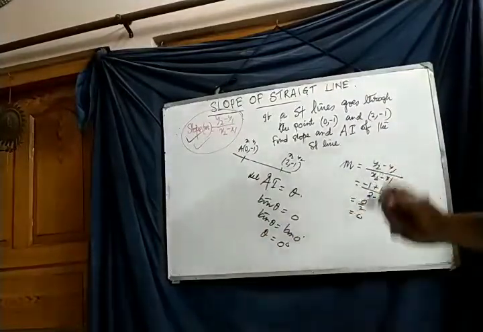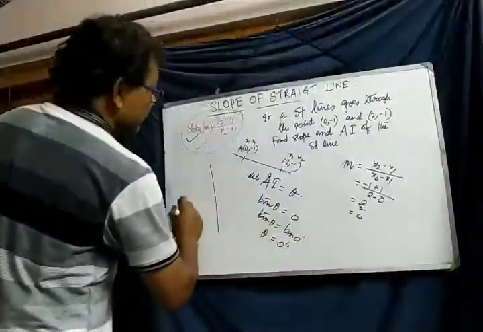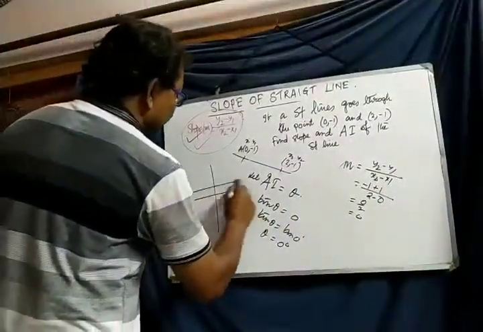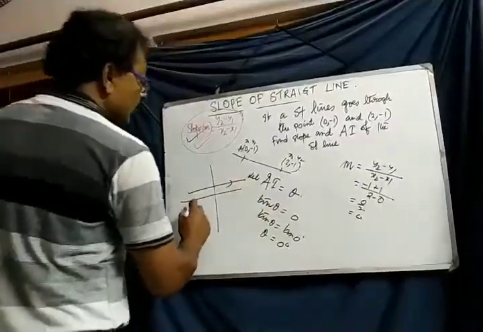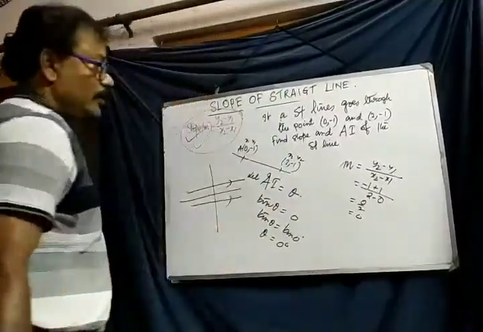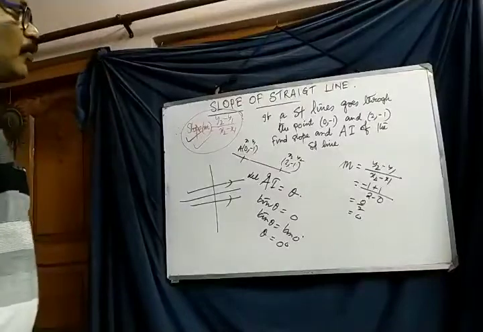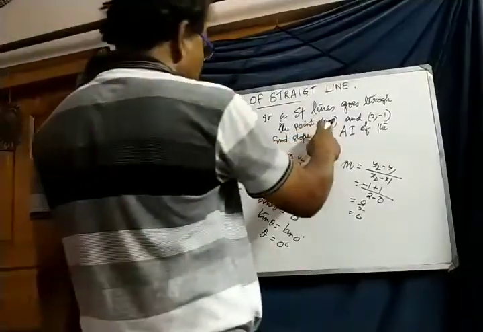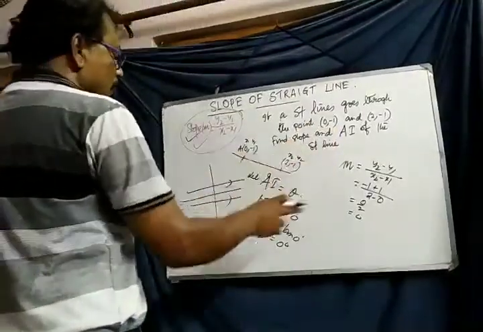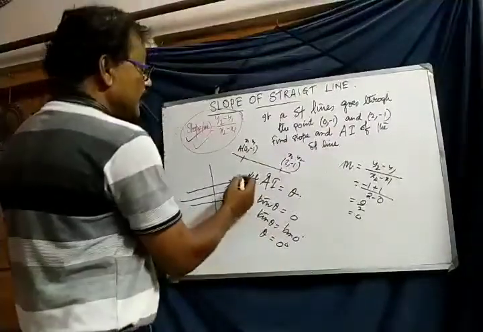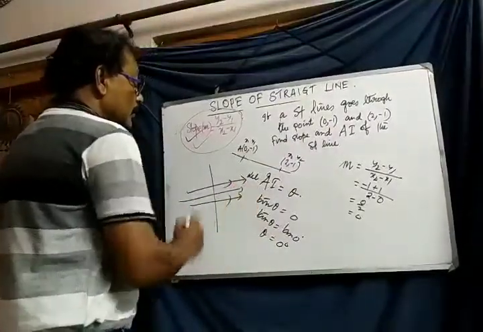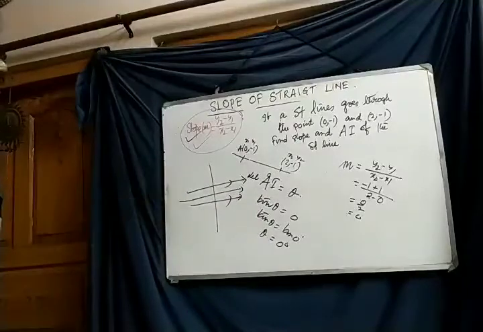Then what is the nature of the straight line? Tan theta is 0 degree, that means the straight line is parallel to x-axis or coincides with x-axis. Here the coordinates are (0, -1), so the question of coinciding does not arise. So the straight line is parallel to x-axis.